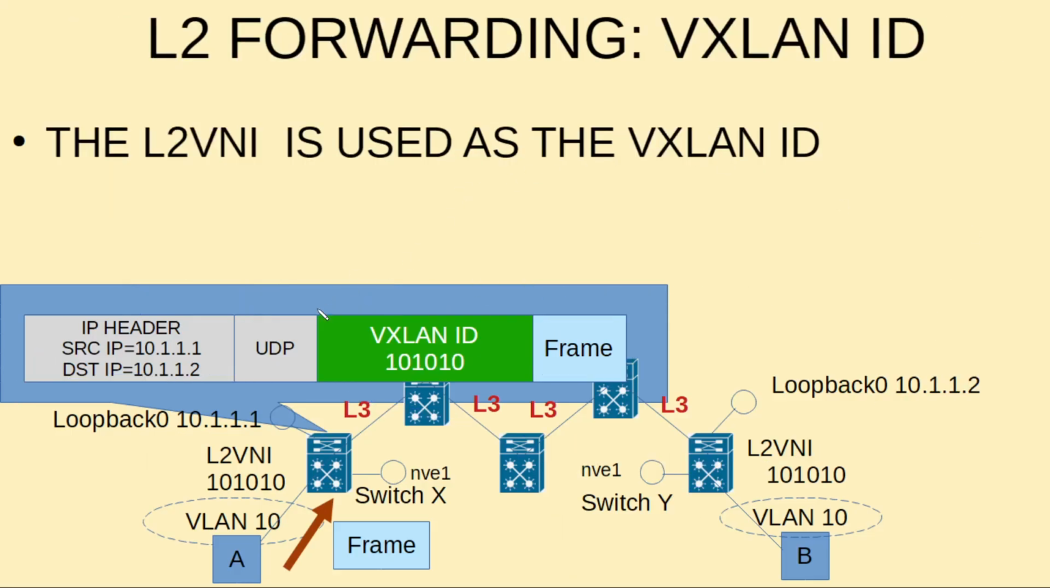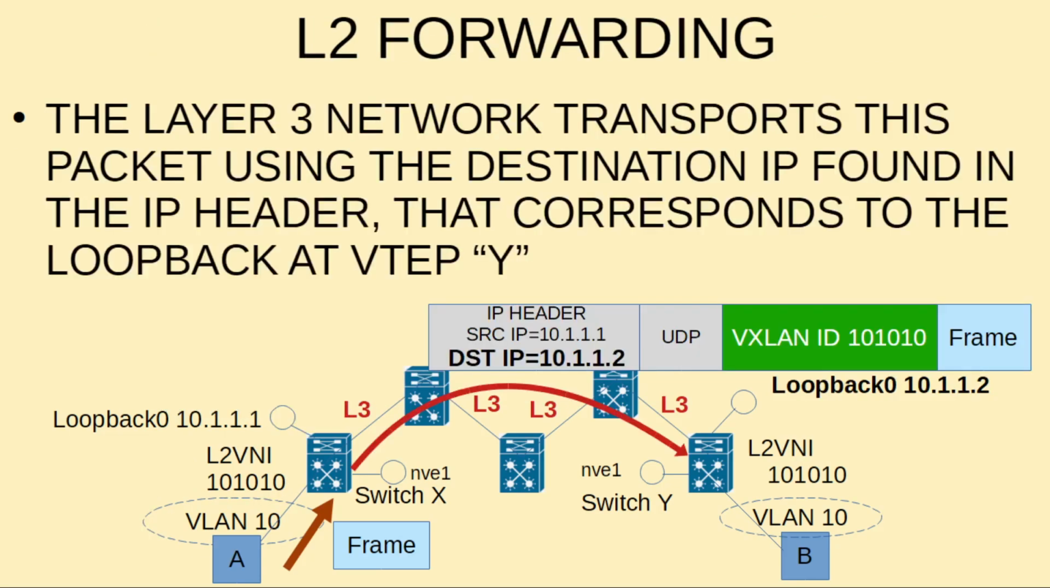Now, in order to build the VXLAN header, remember that we must specify a VXLAN ID. We are going to use the layer 2 VNID that we previously mapped to VLAN 10. So we are going to use this number 101010 as the VXLAN ID that we are going to include to build this encapsulation. After building the packet and sending it, the layer 3 network is going to be the transport. So all these devices in between are going to just transport this packet from source to destination.